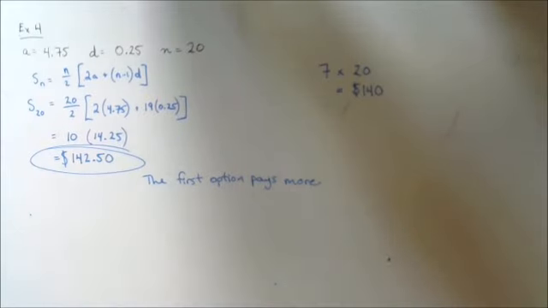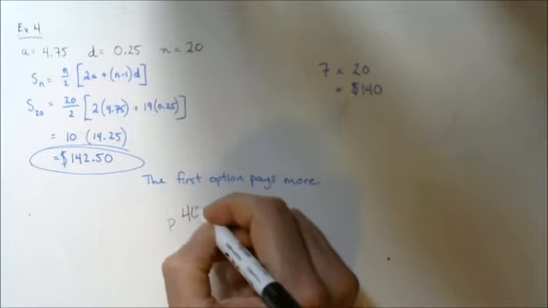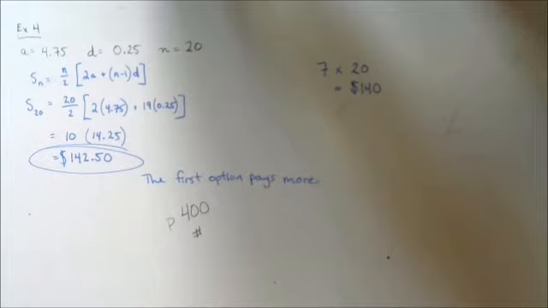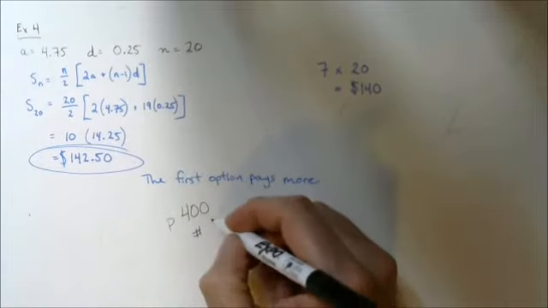All right, your practice problems for lesson 6.6 Arithmetic Series are found on page 400. They are numbers 1 through 12.